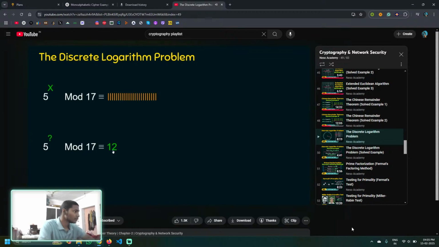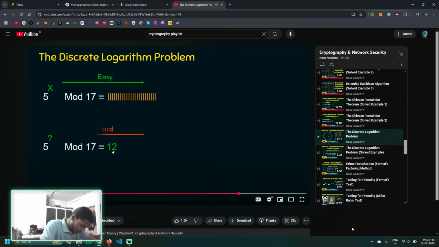Computing 5 power x mod 17, if the value of x is given, is easy in one direction. But think, if 12 is given and you are required to find the value of x, it is hard in the reverse direction. This is what a one-way function is.